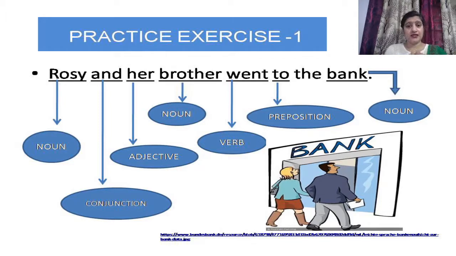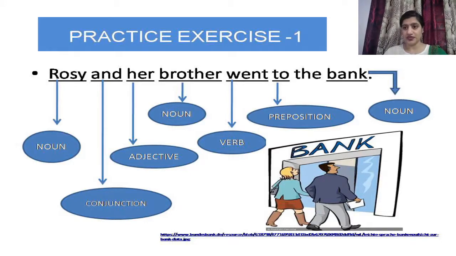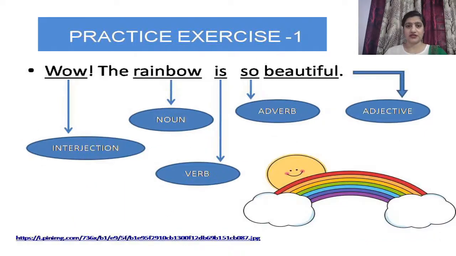Okay. And if you look at her brother, her is not a pronoun here. Why? Because it is being followed by a noun and it shows whose brother, so it is modifying the meaning of the noun brother, and therefore it is working as a possessive adjective. Remember, we did that distinction a few minutes before, the difference between a possessive adjective and a possessive pronoun. So her is here a possessive adjective.